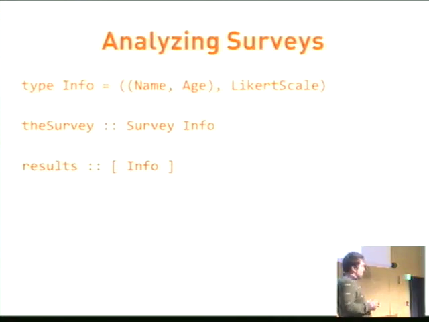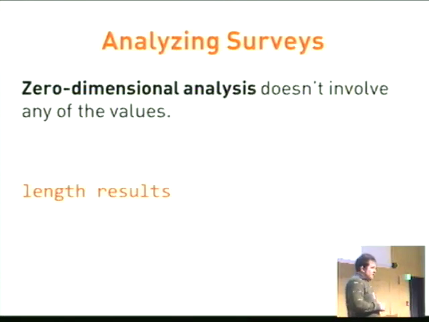You can think of the simplest way to do analysis on this. What's the simplest question you can have about it? It might be, how many results are there? How many respondents do we have? Well, you can obviously do that with Haskell, since it's a list, using the length function, but we think of this as a zero-dimensional analysis, in the sense that it doesn't look into any of the interesting little bits of the survey answer data type, it just counts them.